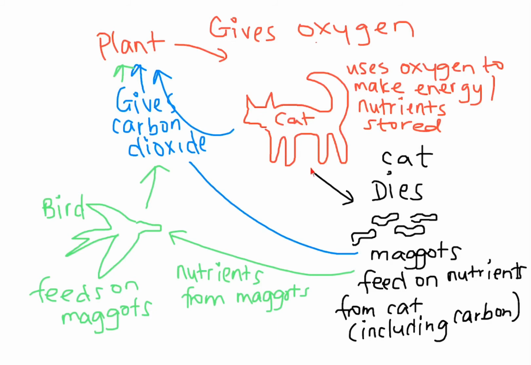Now, if the cat dies, there are going to be maggots or other decomposers that feed on it and get the nutrients from the cat, the carbon. Now, if these maggots are eaten by the birds, this carbon gets into the birds. And the bird will carry out respiration and give carbon dioxide into the air. So carbon dioxide contains carbon, and the carbon goes back to plants. So you see, it's kind of a cycle. Plants allow organisms to use carbon to make nutrients, and eventually organisms give away that carbon in the form of carbon dioxide in the air.